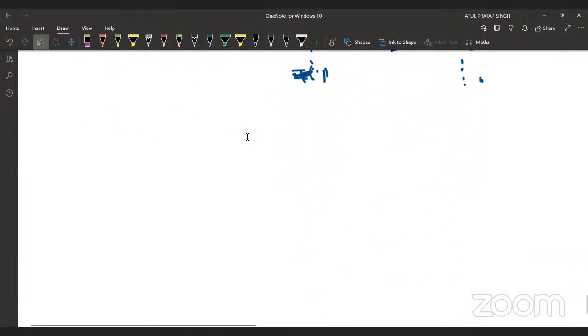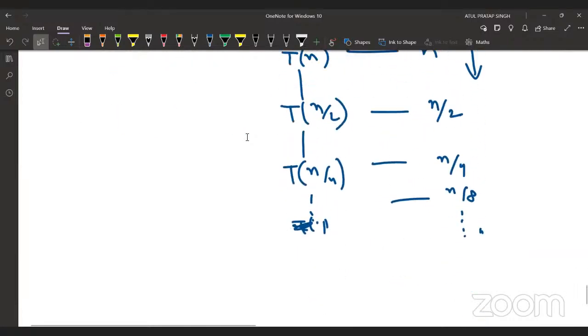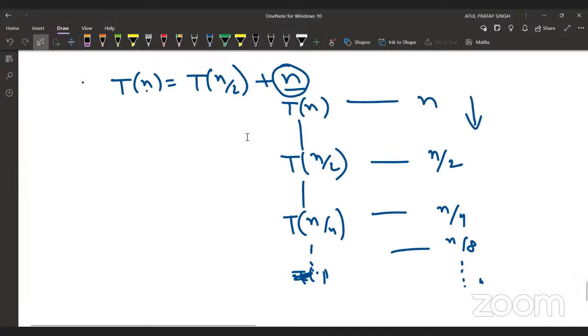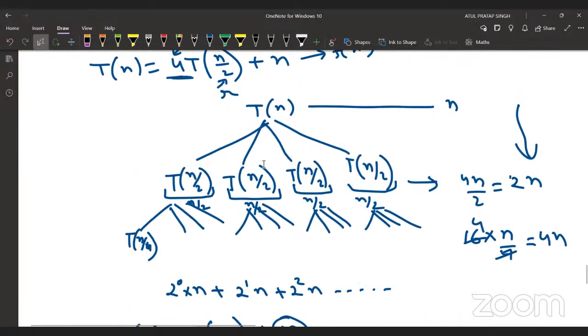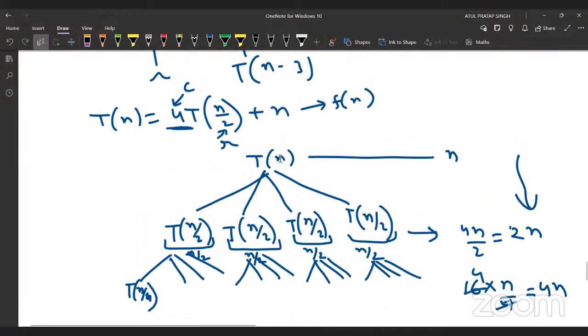Sir, this one, where you said it's like 2n, then 4n, then 8n. Something was going on just above this. What will the big O of n be in this case? Big O of n is this.